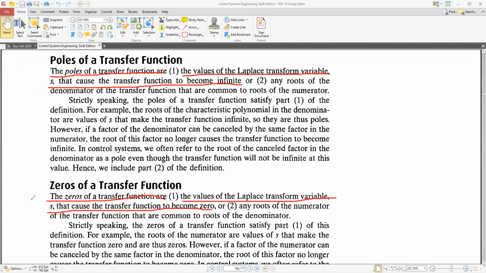Okay, these two definitions we have to understand: poles and zeros of a transfer function.